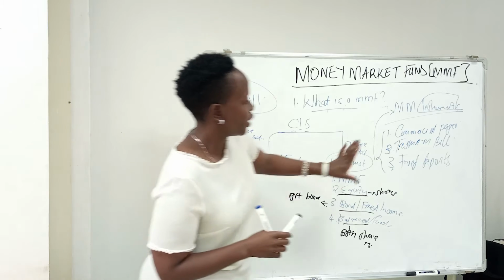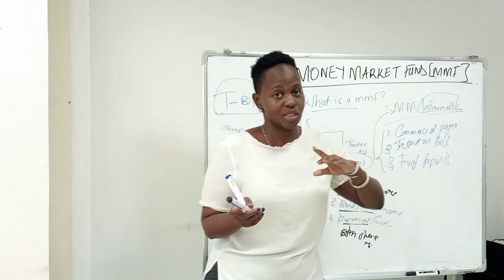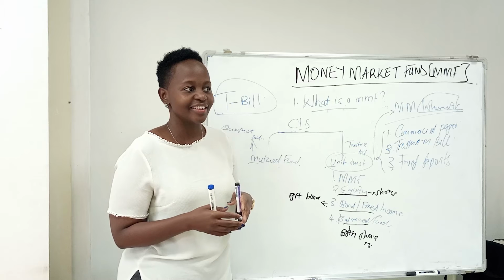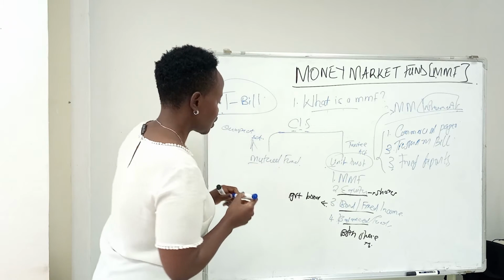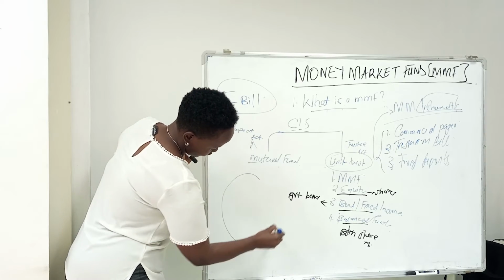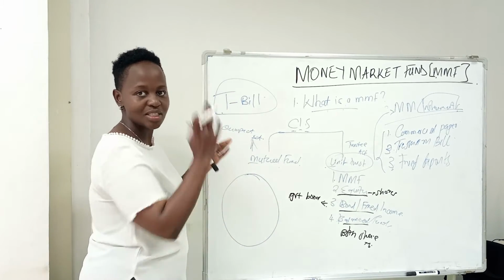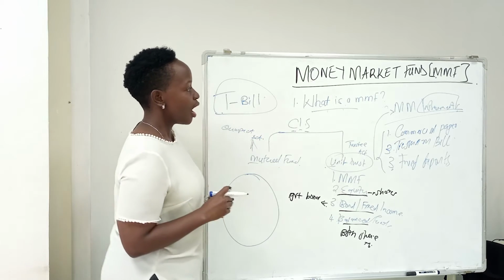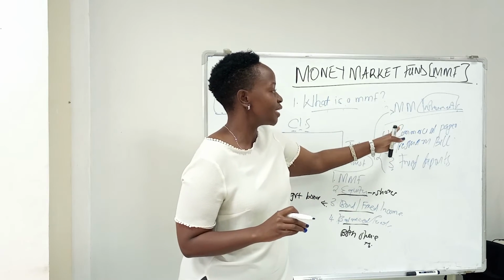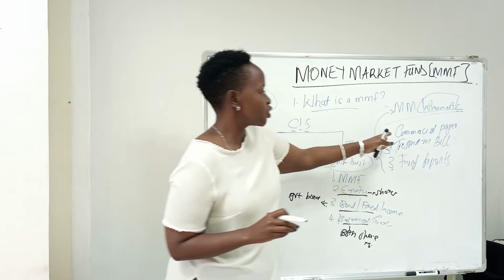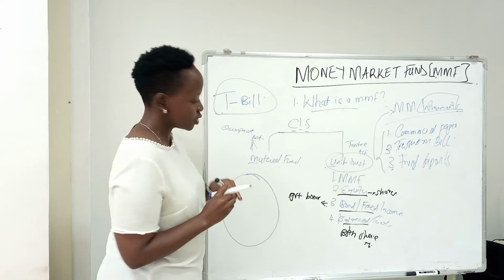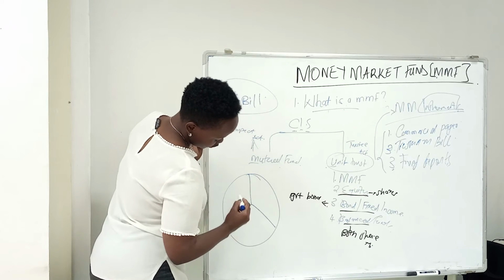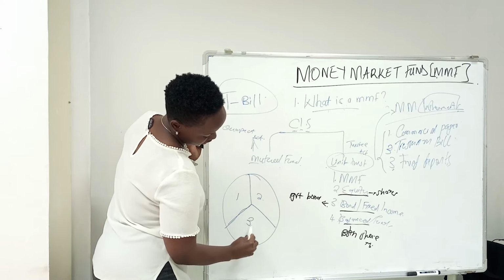Maybe you didn't quite understand what I mean when I bring in the aspect of money market fund instruments. I found an illustration that explains it in an interesting way. Assuming I have a pie chart, I subdivide it according to the money market fund instruments that I have: the commercial paper, the treasury bill, and the fixed deposit. So I subdivide it into three, the first, second, and third part.